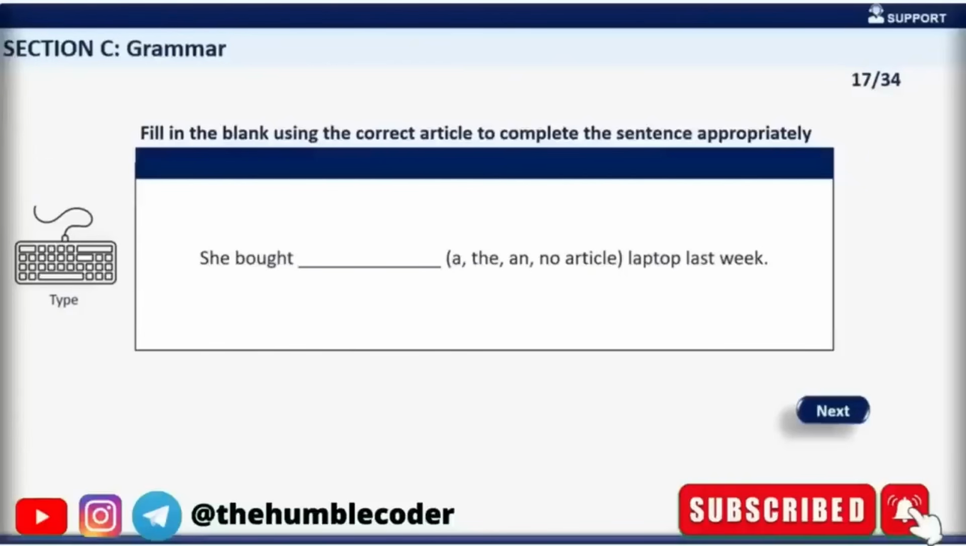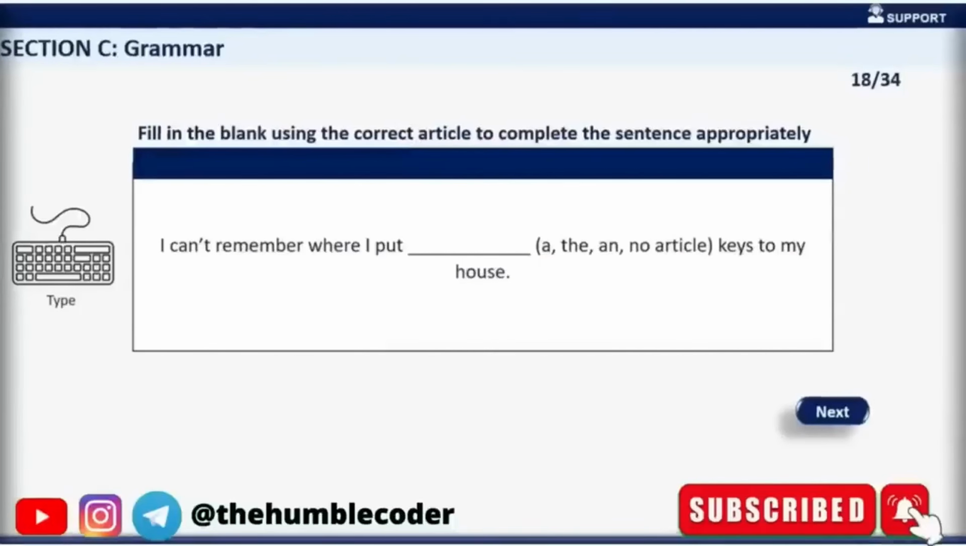So now the pattern of questions is a bit changed. Fill in the blanks using the correct article to complete the sentence properly. So we will be given some articles. We have to select the most appropriate one that can come in this blank. The question is, she bought dash laptop last week. The correct answer is, she bought a laptop. Next question is, I can't remember where I put dash keys to my house. The correct answer in this case is going to be, I can't remember where I put the keys.